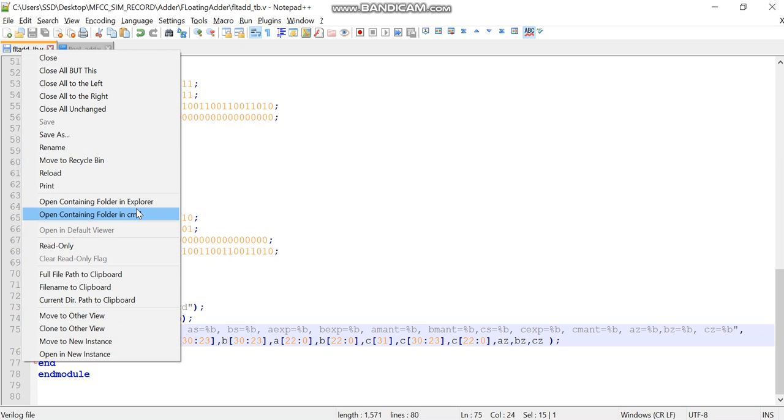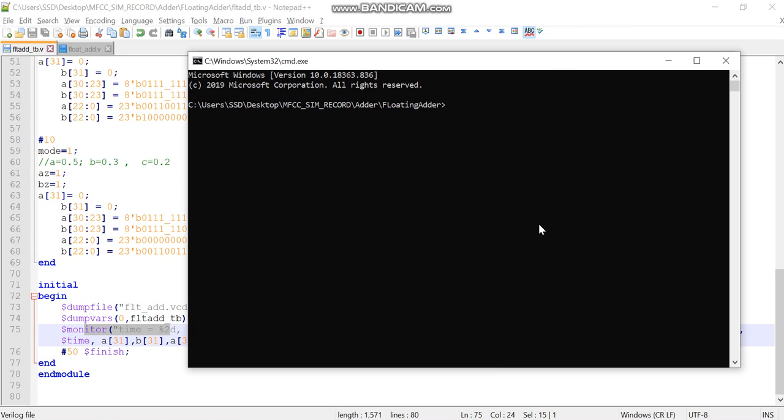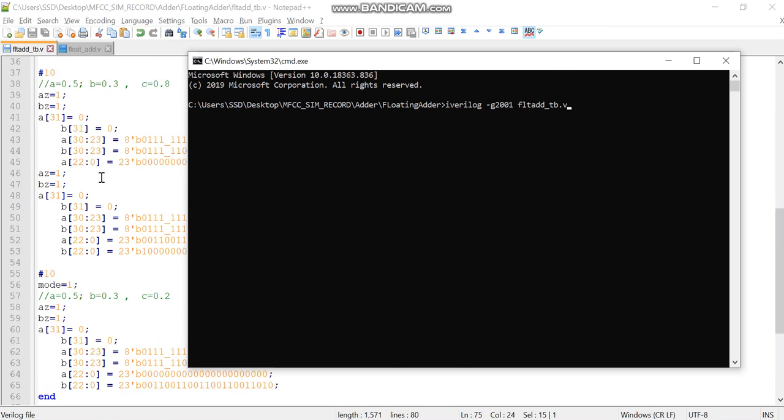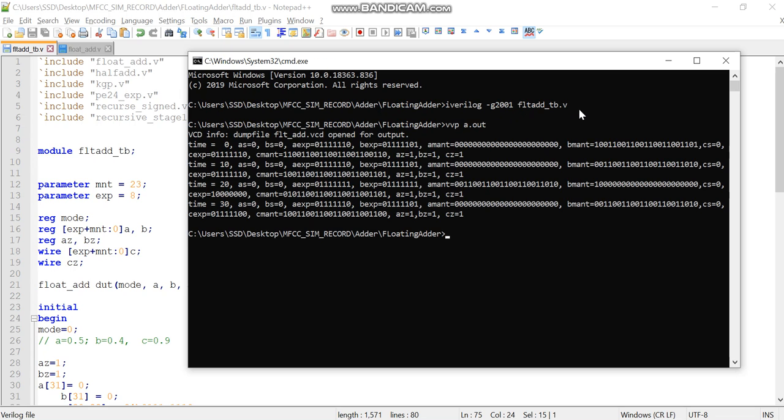For that, we go into the same folder of this module. The simulation can be done using Icarus Verilog. The command is as follows. Since I have given all the submodules in the test bench itself, I need not include them in the command here. And -g2001 is for the version. For viewing the outputs, the command is vvp a.out.